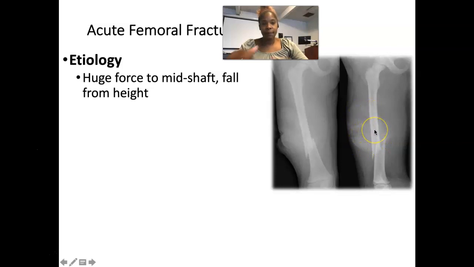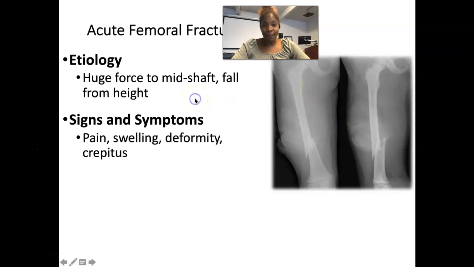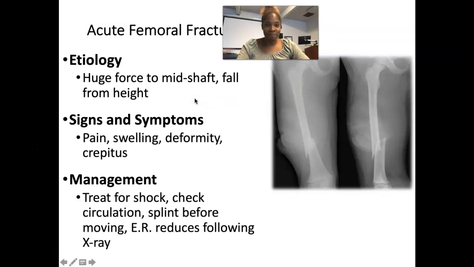And so what they've done is they pulled those bones across one another. And so it actually makes the fracture worse. It displaces it. So this is a medical emergency. I think I'll say that a few times throughout this particular slide. But what are the signs and symptoms?